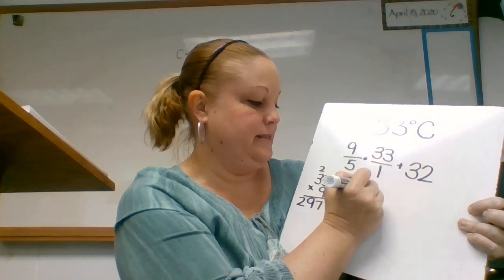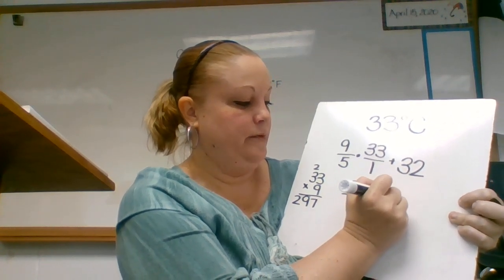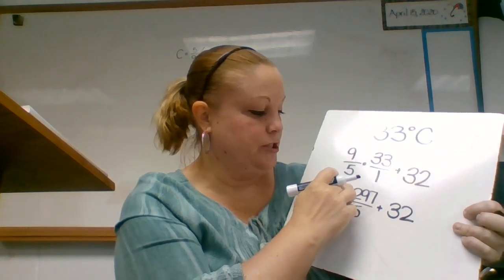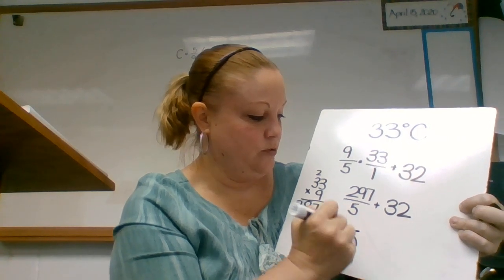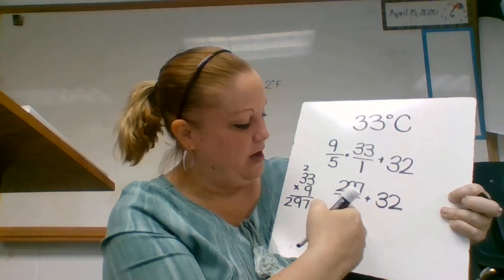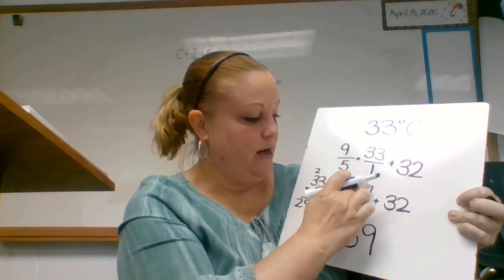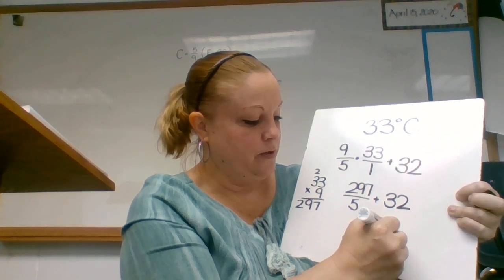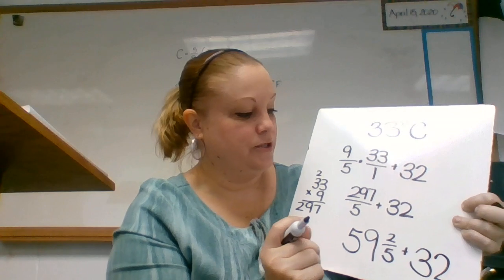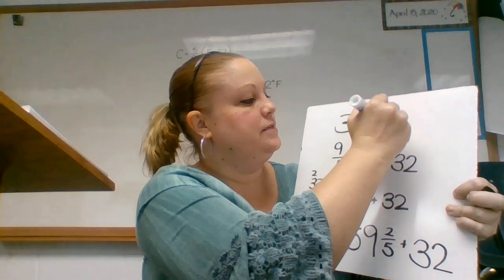We get 297 over 5, and then we still have to add 32 degrees. Well, let's simplify this. I know 5 won't go into 2. It will go into 29 5 times with 4 left over. It will go into 47. I just don't have room to divide it all out on this little box, but you can do it on your paper. It will go into 47 9 times, 45 with 2 left over. So we have 59 and 2/5 plus 32. Okay. I'm going to remove this and make some room up here. 33 degrees Celsius.